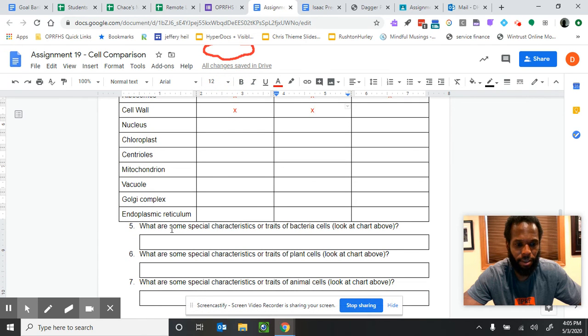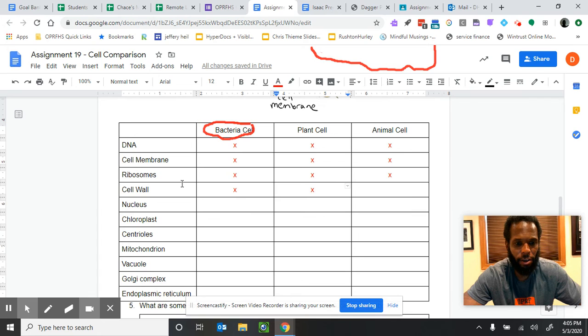Question 5. What are some special characteristics or traits of a bacteria cell? Look at the chart above. So using this chart here, what is special about a bacteria cell? Is it simple? Is it big? Is it small? Is it complex? A lot of parts, little parts, something like that.